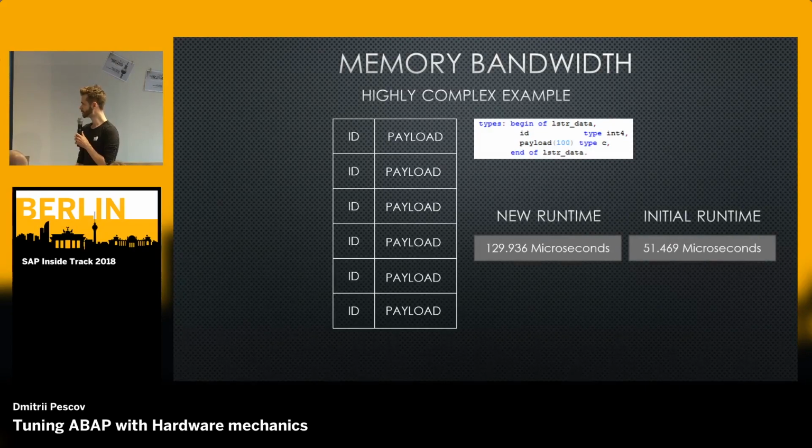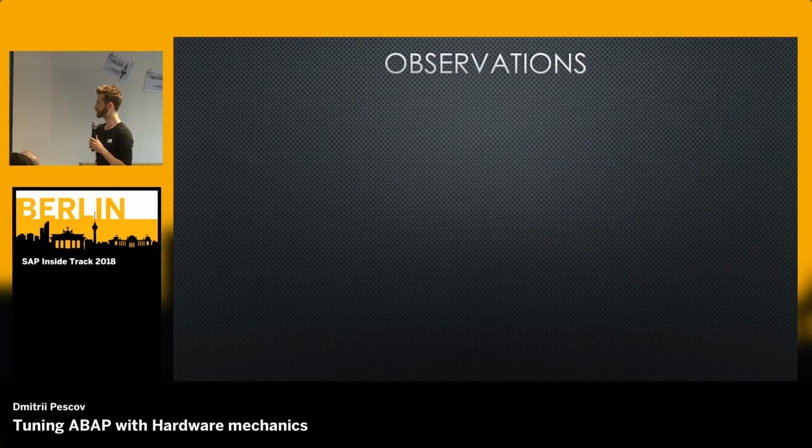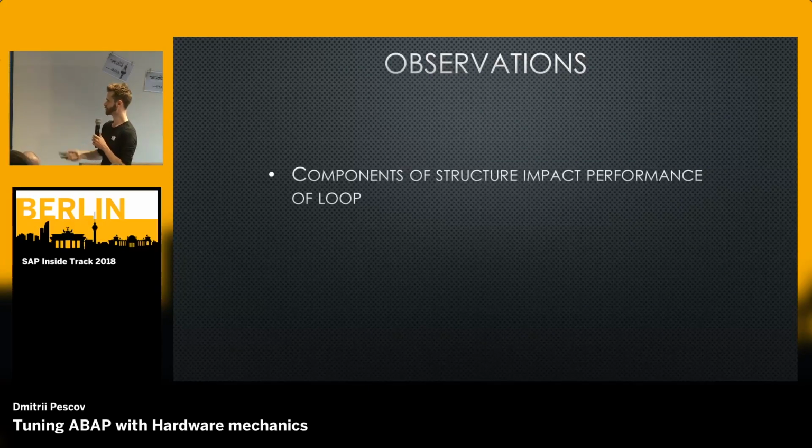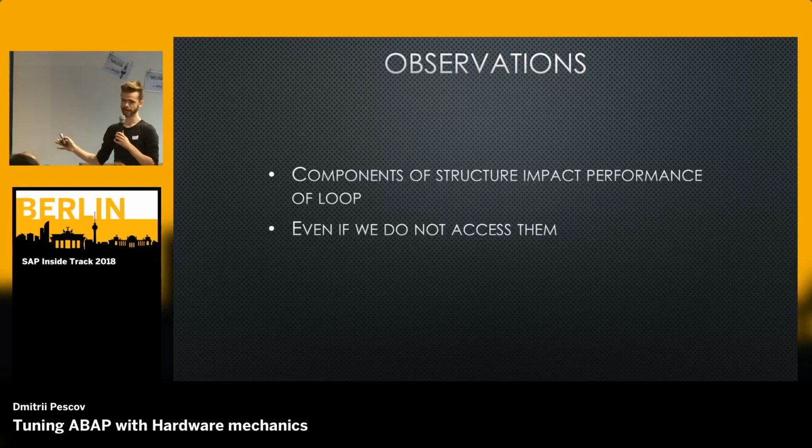And inconveniently, somehow, for some strange reason, I'm slower. And I don't understand why. Now, I try to blame him, but he's pretty good at talking himself out of trouble. So in the end, it's my fault. And I don't understand why. So components of structures impact performance of a loop, even if we do not access them. So the magical question is, well, why is this?